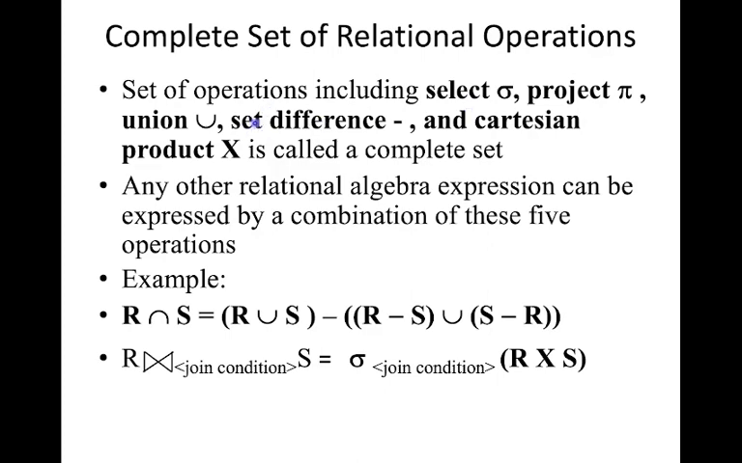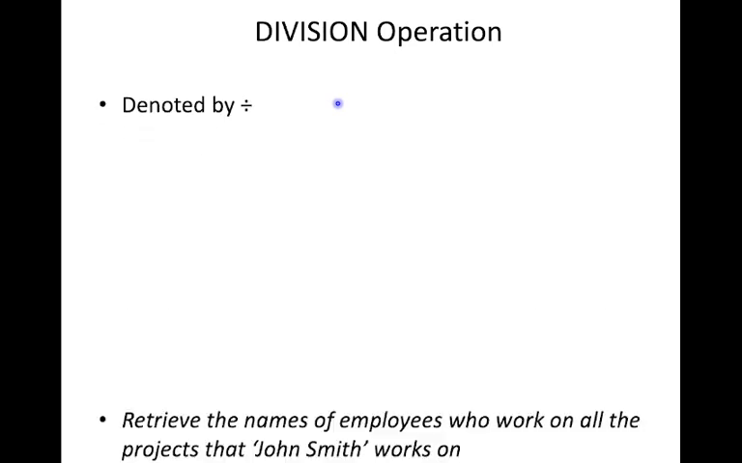this set of 5 operations is known as a complete set, because any other operations can be specified using a combination of all these operations. So the next operation, a binary operation, is the division operation. It is denoted by this division symbol itself.